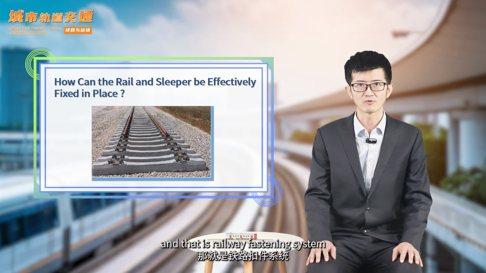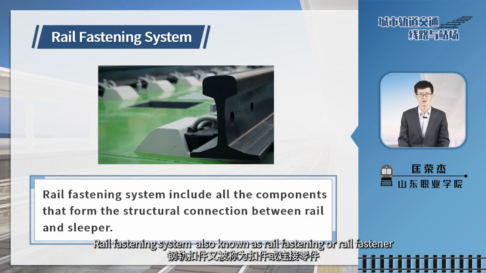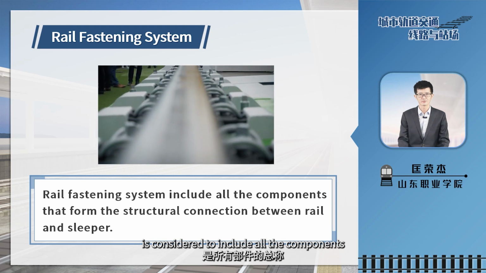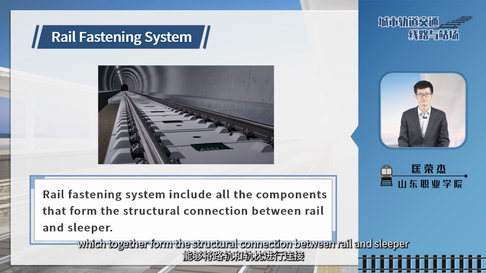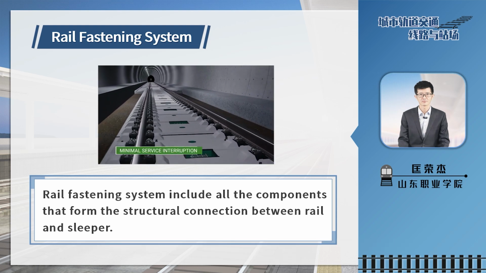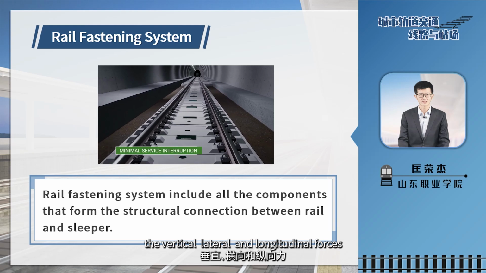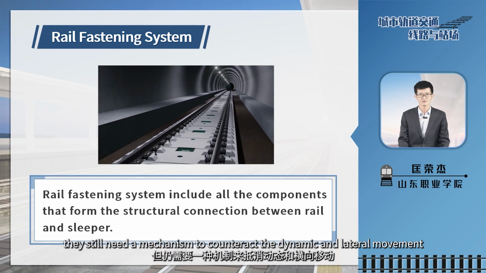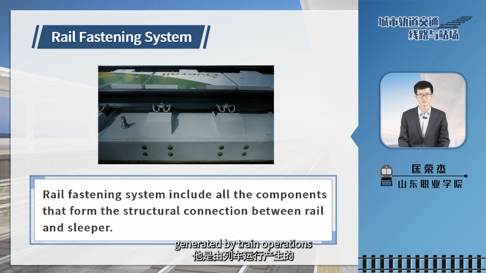and that is the railway fastening system. Rail fastening system, also known as rail fastening or rail fastener, is considered to include all the components which together form the structural connection between rail and sleeper. While the rail and sleeper can handle the vertical, lateral, and longitudinal forces, they still need a mechanism to counteract the dynamic and lateral movement generated by the train operations.